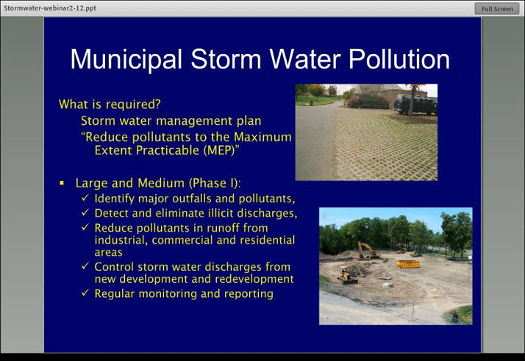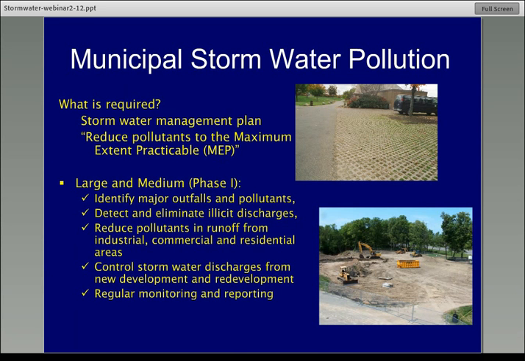identify major outfalls and pollutants. They had to detect and eliminate illicit discharges. That's where there might be a cross connection, and there might be sewage or some other, maybe industrial, connection that goes into the stormwater and just gets dumped into the water body without treatment. They had to look at pollutants in the industrial, commercial, and residential areas that I was just mentioning. That's the overlap in the industrial program. They had to deal with construction stormwater discharges from new development and redevelopment. They had to deal with construction and post-construction, but it was stated in this way: new development and redevelopment.